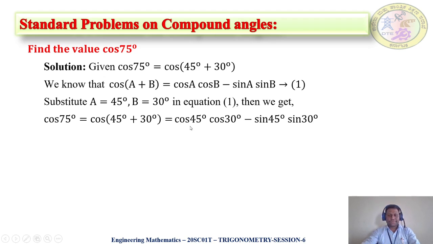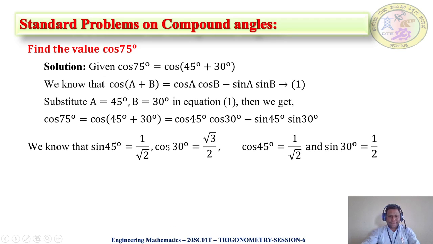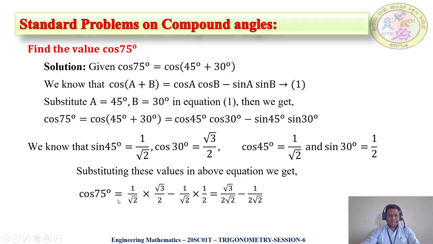So it becomes cos 45 degree into cos 30 degree minus sin 45 degree into sin 30 degree. Then again we know all these values. Sin 45 degree is 1 by root 2, cos 30 degree is root 3 by 2, cos 45 degree is 1 by root 2, and sin 30 degree is equal to 1 by 2. Substitute all these values in this equation. We get here cos 75 degree is equal to cos 45 is 1 by root 2, cos 30 degree is root 3 by 2, sin 45 degree is 1 by root 2, and sin 30 degree is 1 by 2.